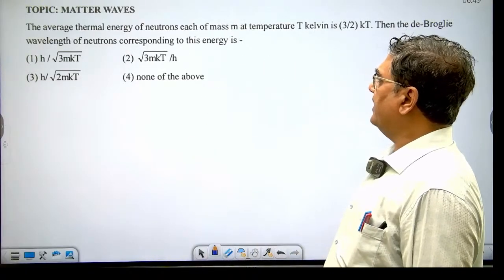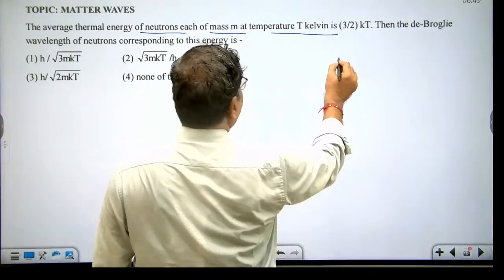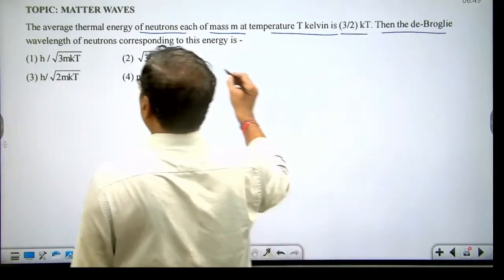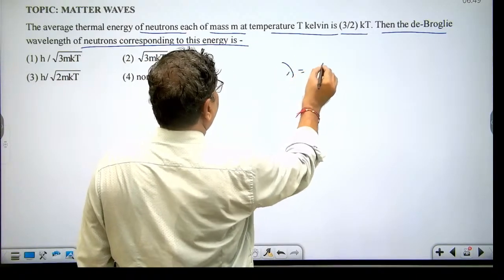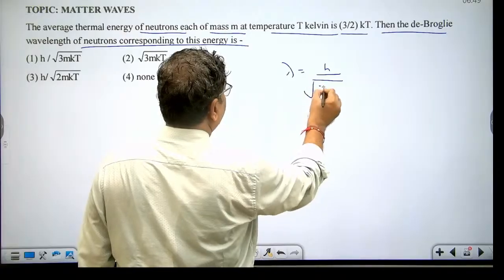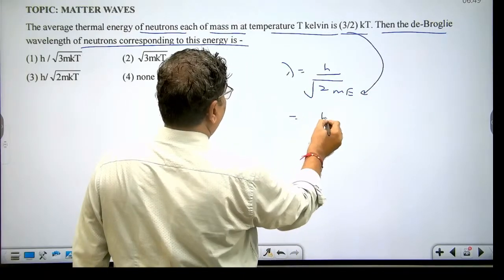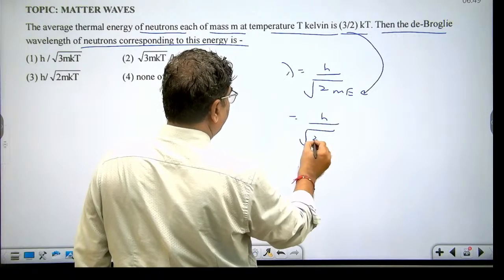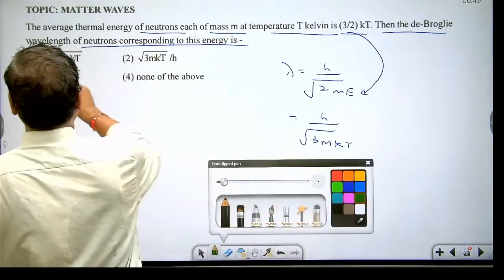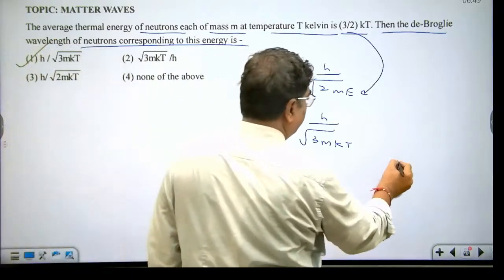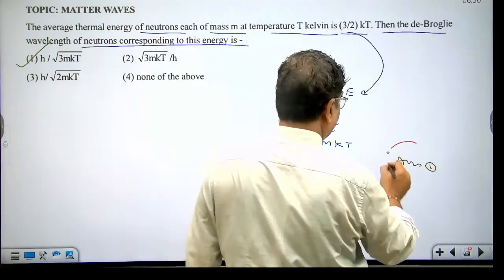The average thermal energy of neutrons, each of mass m and temperature T Kelvin, is 3 by 2 kT. Then the de Broglie wavelength of the neutron corresponds to this. Because the average thermal energy is 3 by 2 kT, lambda equal to h upon under root 2 m E. Substitute this value of energy. We will get h upon under root 3 m kT. So out of 4 choices, the correct answer is option 1.